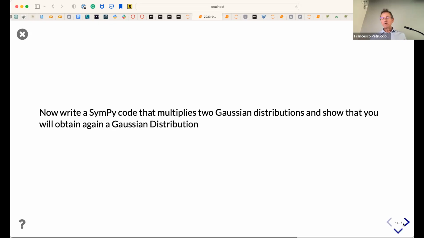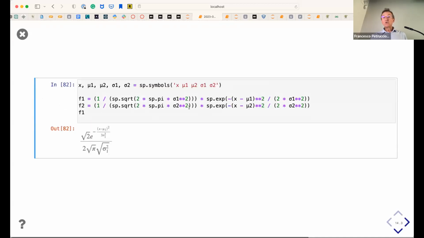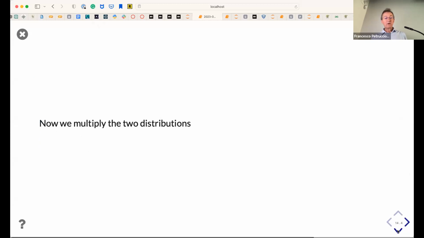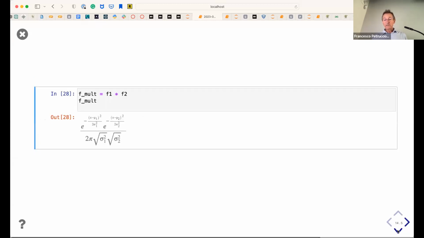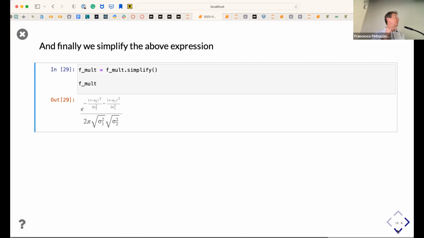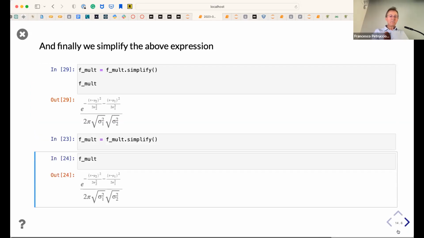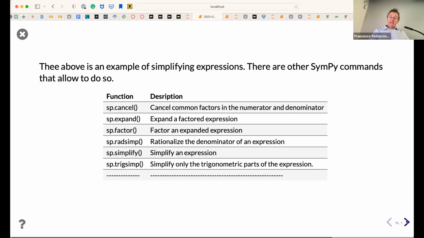Then, as an example of something a little bit less trivial, we generated two Gaussian distributions, and we multiplied them and simplified them to show that the product is again a Gaussian distribution. So that was as complicated as we got, with simplify. I summarize here again the functions that we can use to simplify.